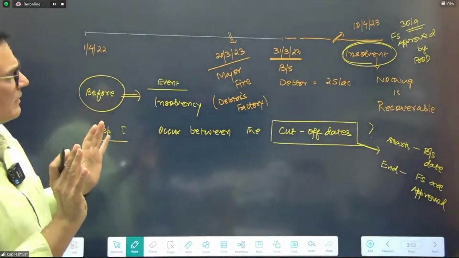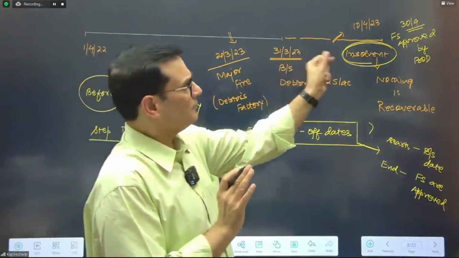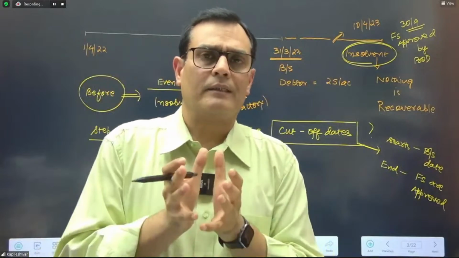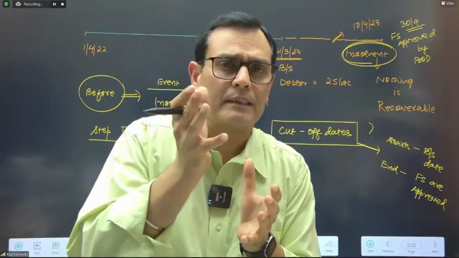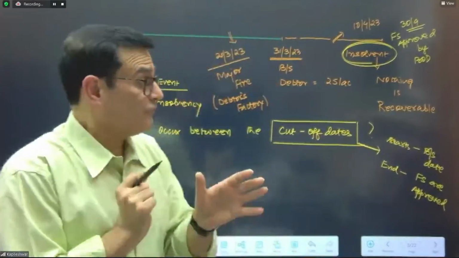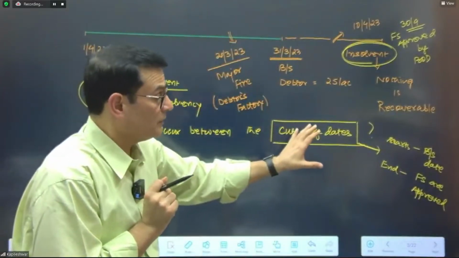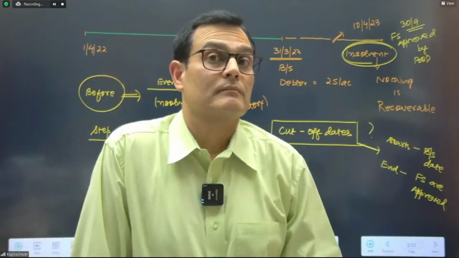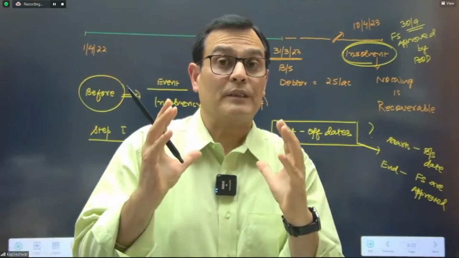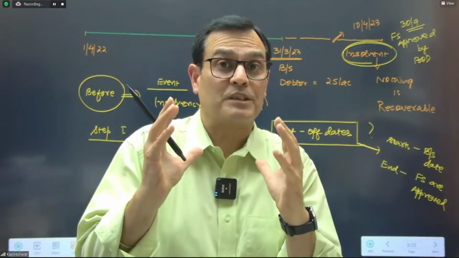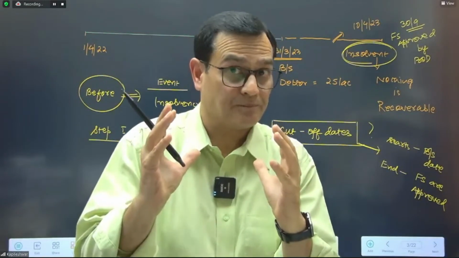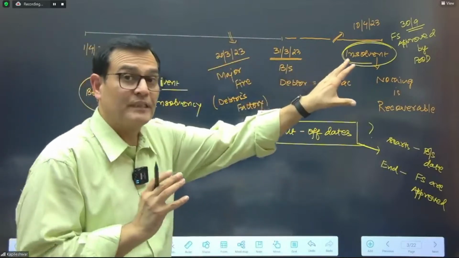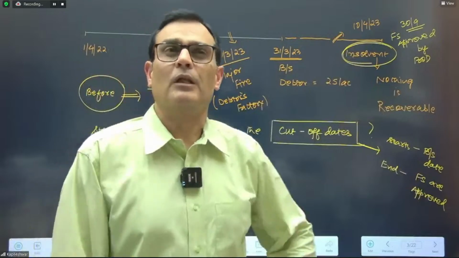So let me ask myself a question: did this event of insolvency, which occurred on 10th April, occur between the cut-off dates? Yes. If this event did not occur between the cut-off dates, the standard is not going to be applicable. Because there is a cut-off date, we are going to incorporate only events which happen between the cut-off dates, remember. So if the event takes place not between the cut-off dates, Ind AS 10 is not applicable.